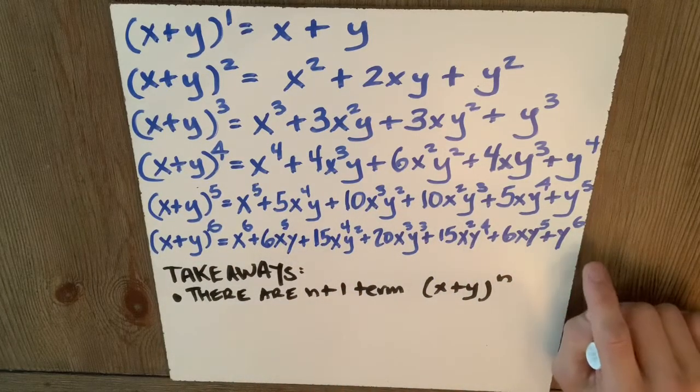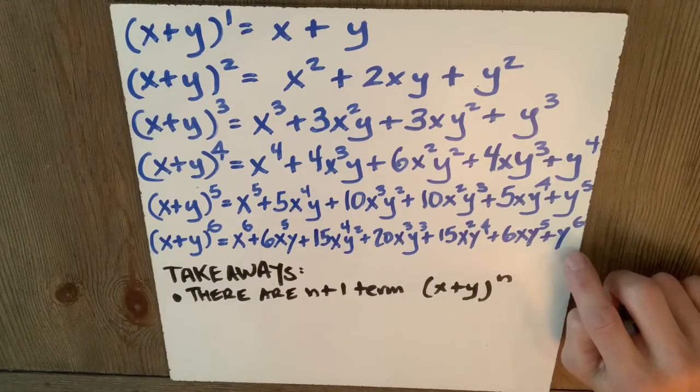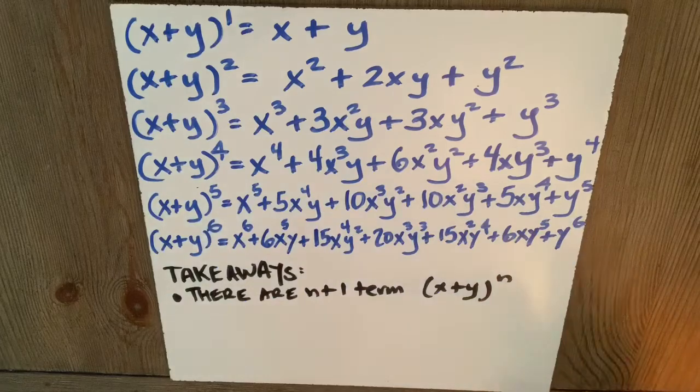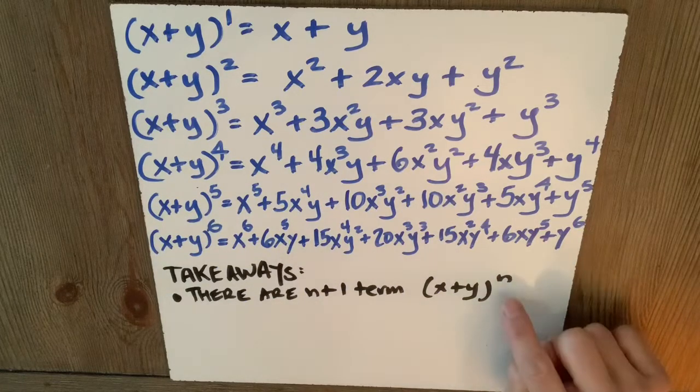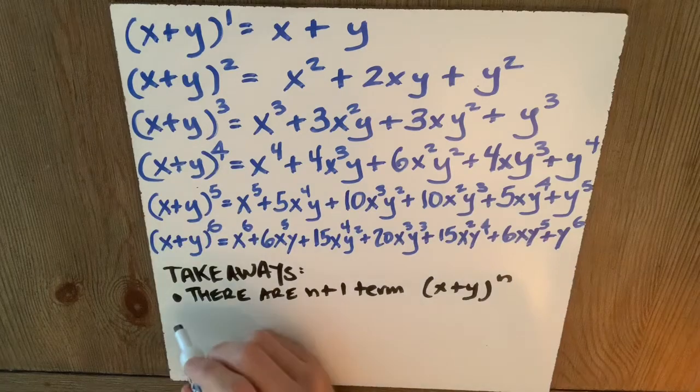You can see that I had to stop at 6 because I don't think I could write small enough and clear enough to squeeze in (x + y) to the 7th power. So whatever n is, add 1 and you'll come up with the number of terms.